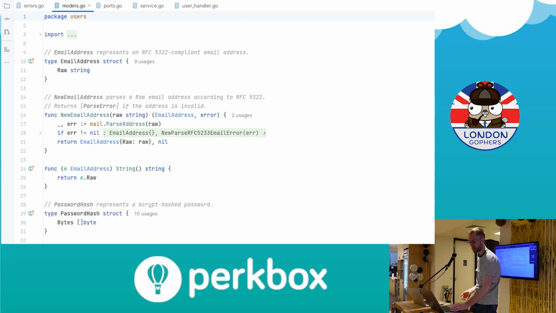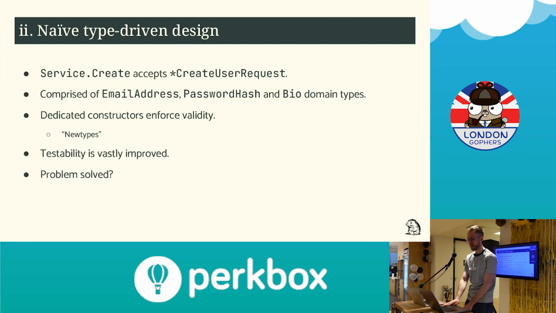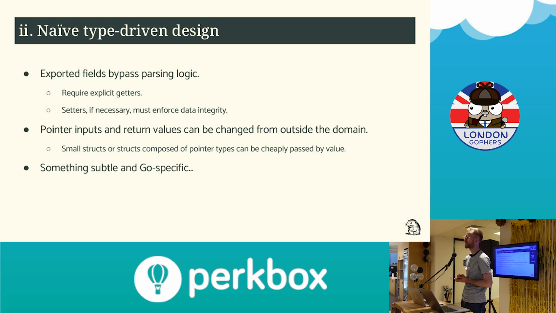Okay, so how can we improve in the first stage on this naive approach? Although we sacrifice the convenience, you should always require explicit getters and define explicit setters if they are necessary, and those setters must also define valid data transitions. They have to enforce that data integrity for the type. Pointer inputs and return values, as we know, are dangerous, but also these request structs we're dealing with, and what most applications deal with, are pretty small.